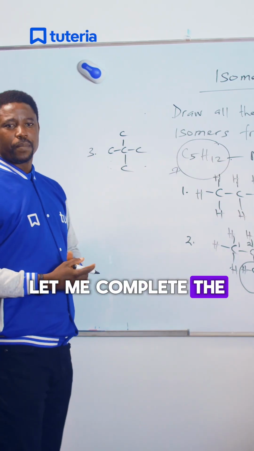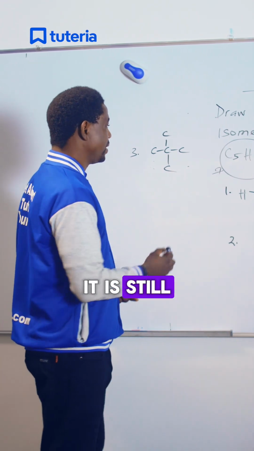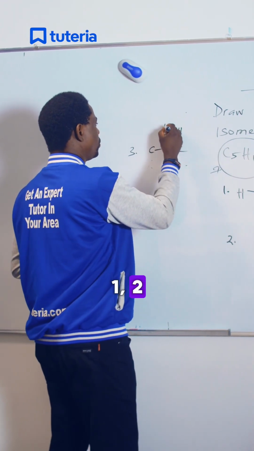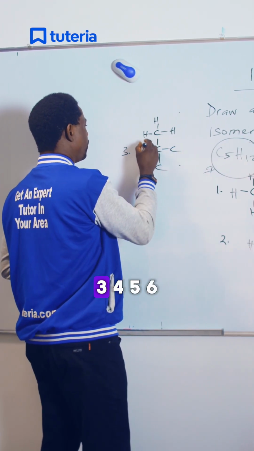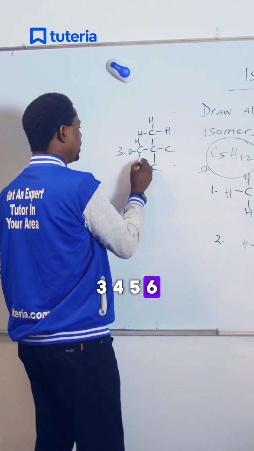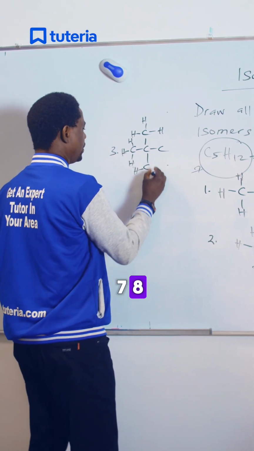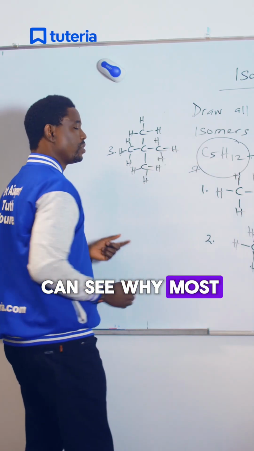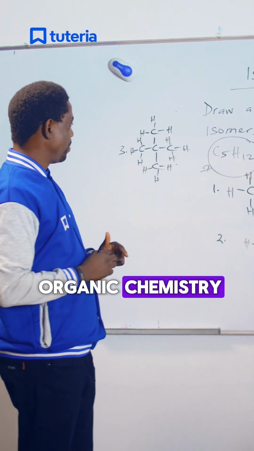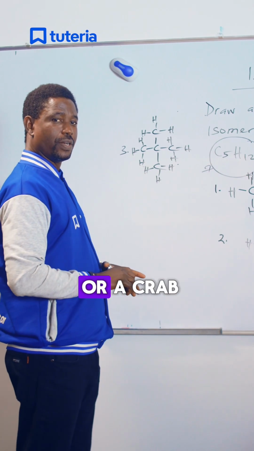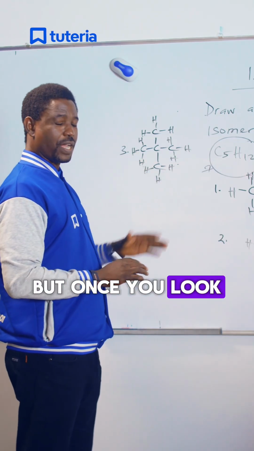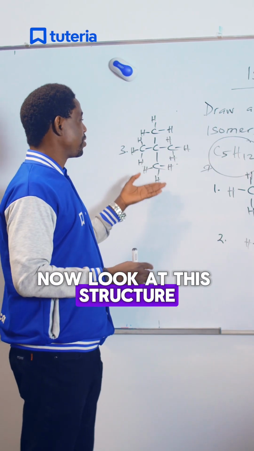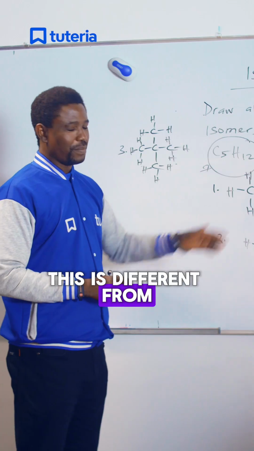Let me complete the hydrogen and see if it is still C5H12. 1, 2, 3, 4, 5, 6, 7, 8, 9, 10, 11, 12. You can see why most students don't like organic chemistry. It looks like a scorpion or crab. But once you look at it, it's very, very simple. Now look at this structure. This is different from all these three.